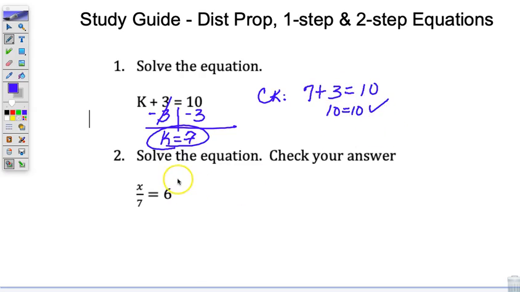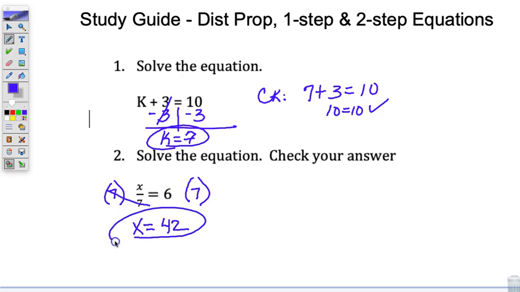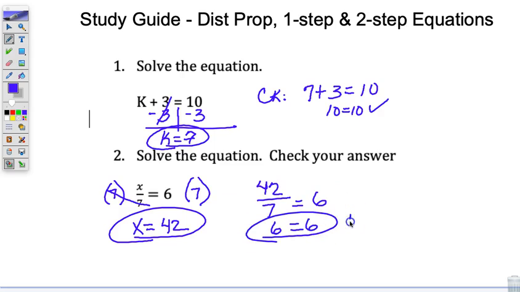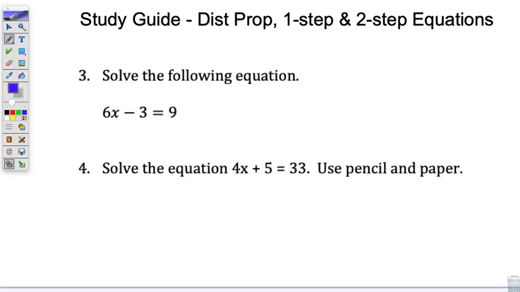In the second problem, this is also a one-step equation, and we are dividing the x by 7, so we're going to do the opposite, which would be to multiply by 7. So these over here cancel because they have a common factor of 1, so that leaves us with our 1x, and 6 times 7 is 42. You can go back and substitute 42 in for x just to make sure that it does work, and 42 divided by 7 is in fact 6.